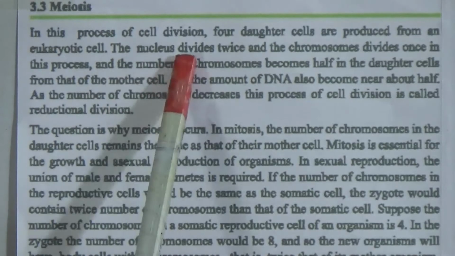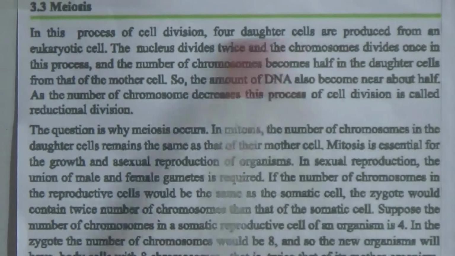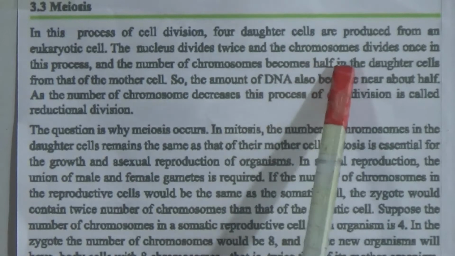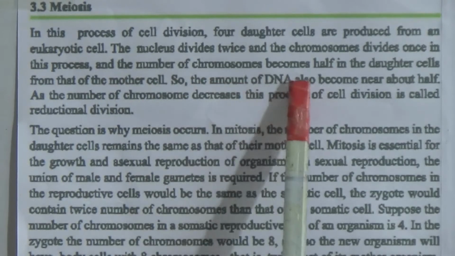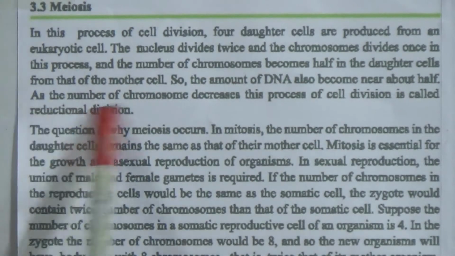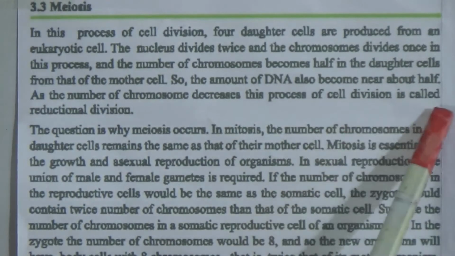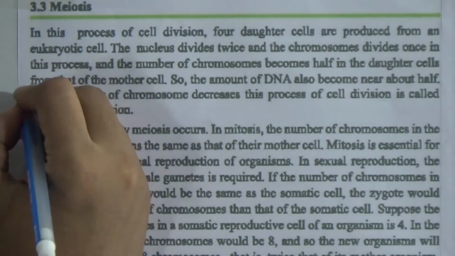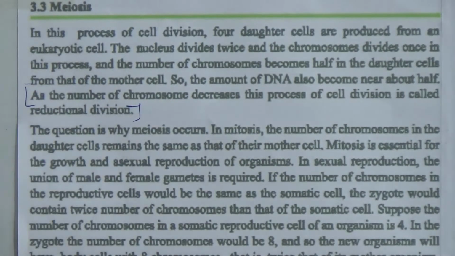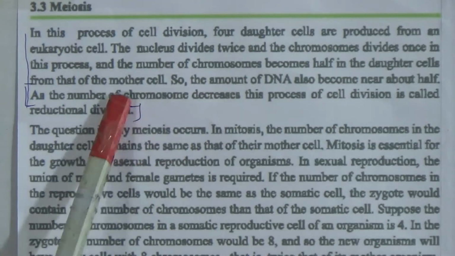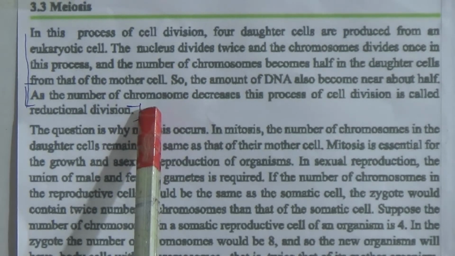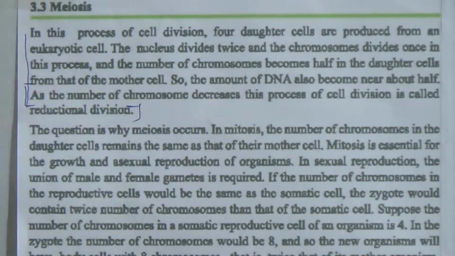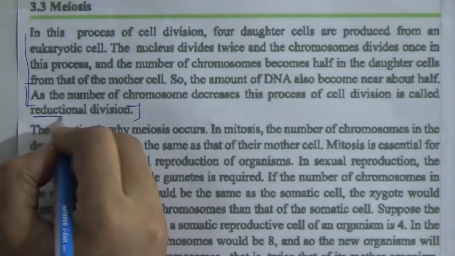In the meiosis process, the nucleus divides twice and the chromosome divides once, and the number of chromosomes becomes half in the daughter cells from that of the mother cells. So the amount of DNA also becomes about half. As the number of chromosomes decreases, this process of cell division is called the reductional cell division. This is the answer of reductional cell division. From this paragraph you can write the answer why meiosis is called the reductional cell division. Mitosis is called the equational cell division and meiosis is called reductional cell division.